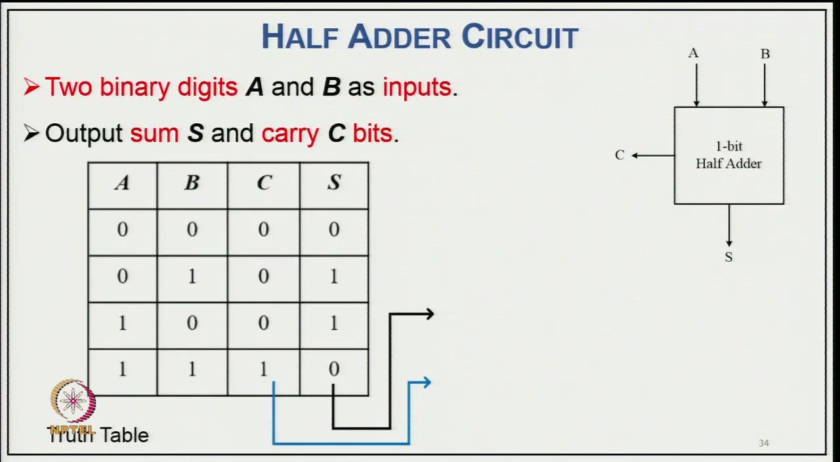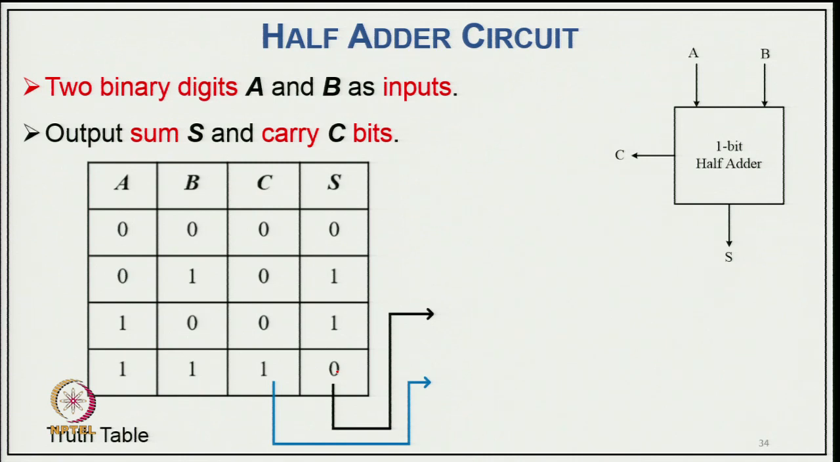Now this half adder circuit which we are designing here has inputs A and B and outputs carry as well as sum. So, 2 binary digits A and B as input, and output sum S and carry C bits. Here A and B, the 2 inputs, have 4 combinations: 0 0, 0 1, 1 0 and 1 1. The sum of 0 0 will be 0, then for 0 1 the sum will be 1, and for 1 0 the sum will be 1, and when you add 1 1 the sum will be 0 with a carry of 1.